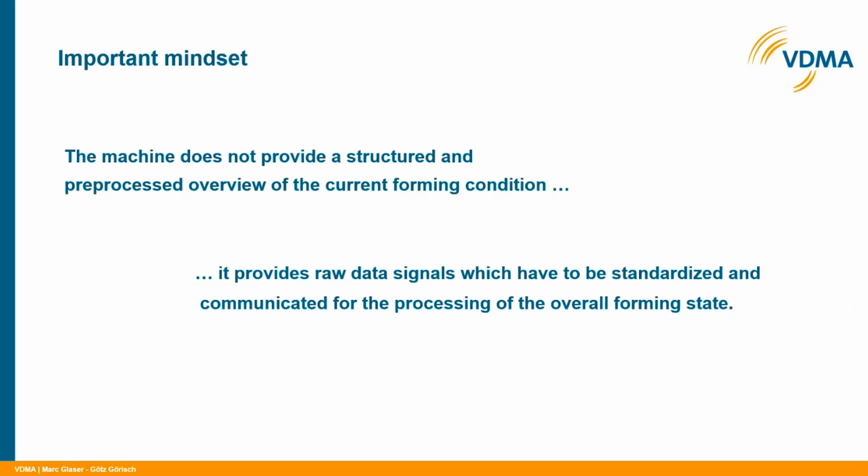And we usually start our meetings with the one important mindset sentence that we always keep in mind, and I'd like to read it out. It is: the machine does not provide a structured and pre-processed overview of the current forming condition. It provides raw data signals which have to be standardized and communicated for the processing of the overall forming state. That was the one sentence that is always in mind when we try to define our signals and try to structure our different sections, and that's what it is all about.